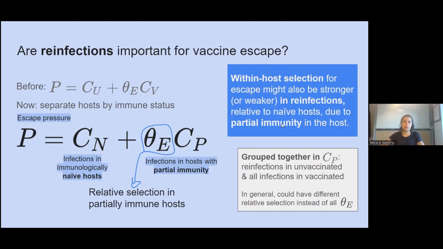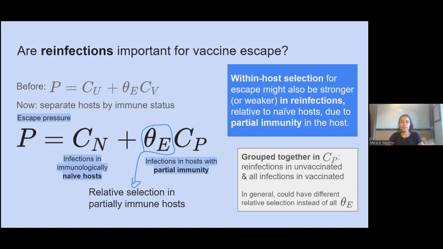So instead of just having vaccinated individuals like we had behind this theta E parameter, in this new model we have naive hosts and hosts with partial immunity. But it's the same thing, and it's this parameter that measures the relative selection in partially immune hosts, and we don't know the value of this parameter. So here I'm just grouping together all vaccinated hosts that get infected, might be the first infection or second infection, and also reinfections in unvaccinated individuals. Although, of course, in general we could split all four groups, but for now, just stick with this.